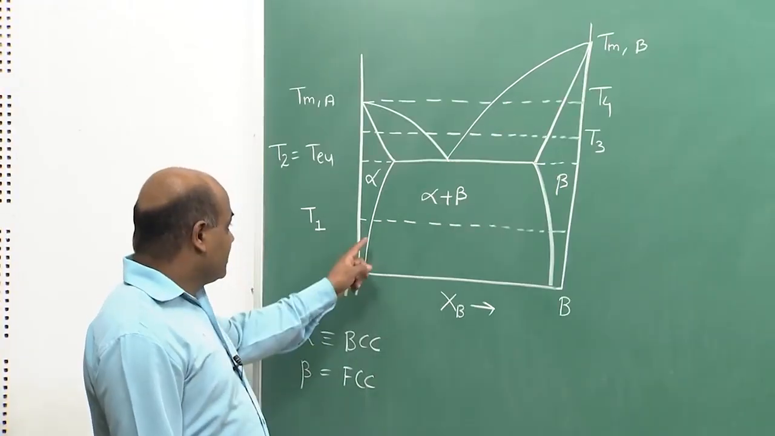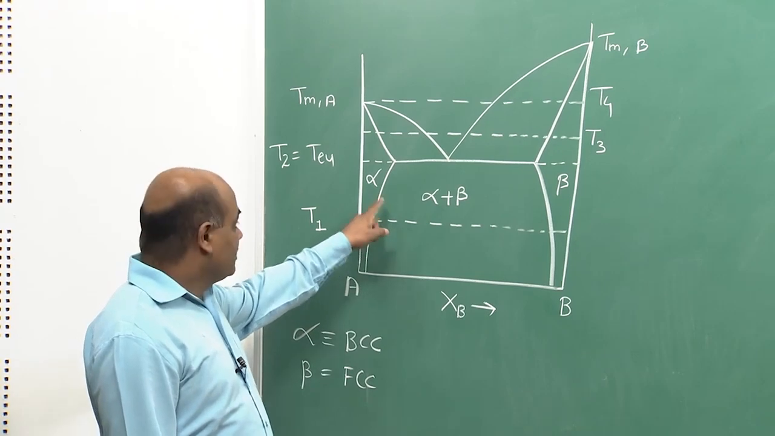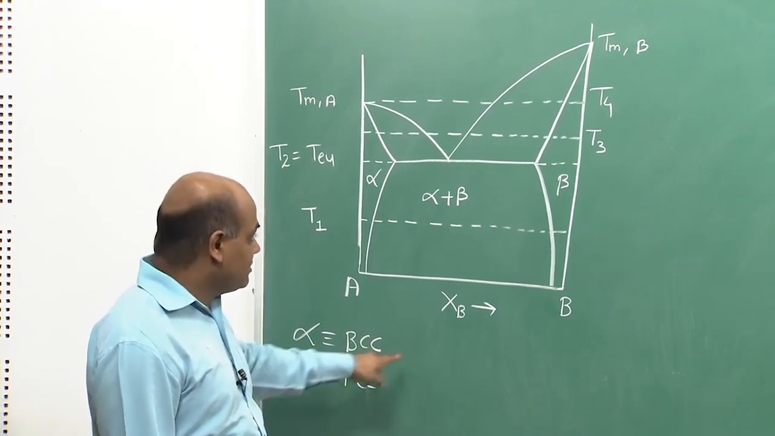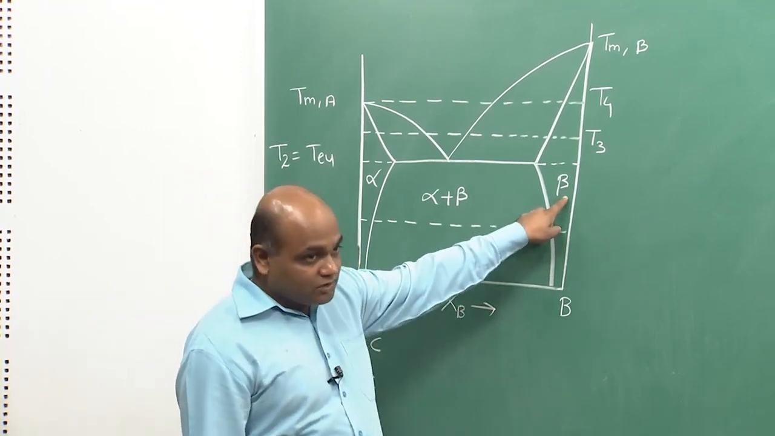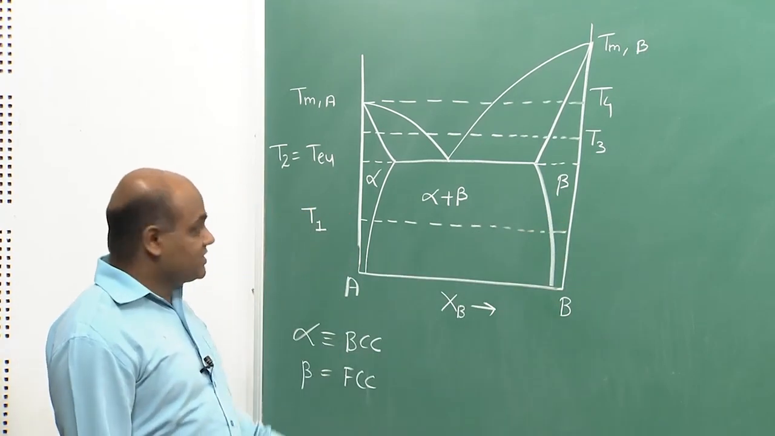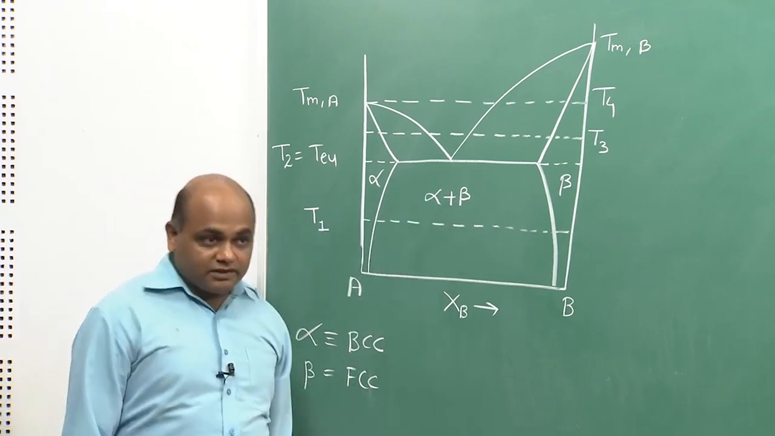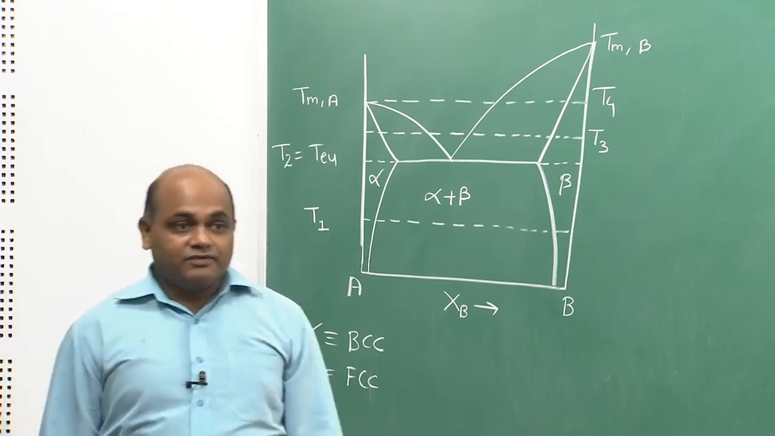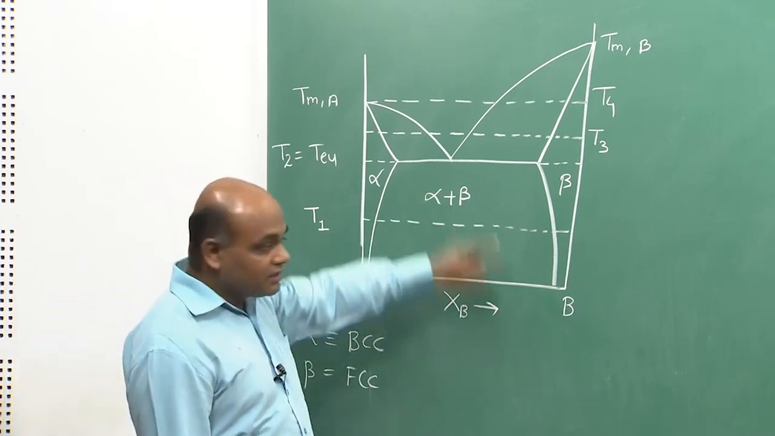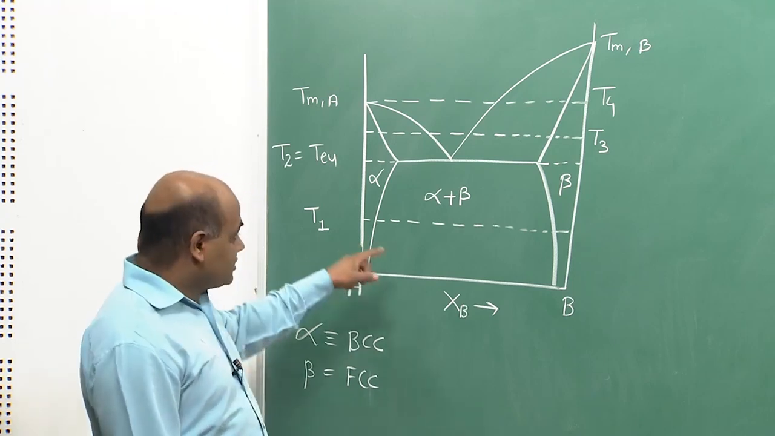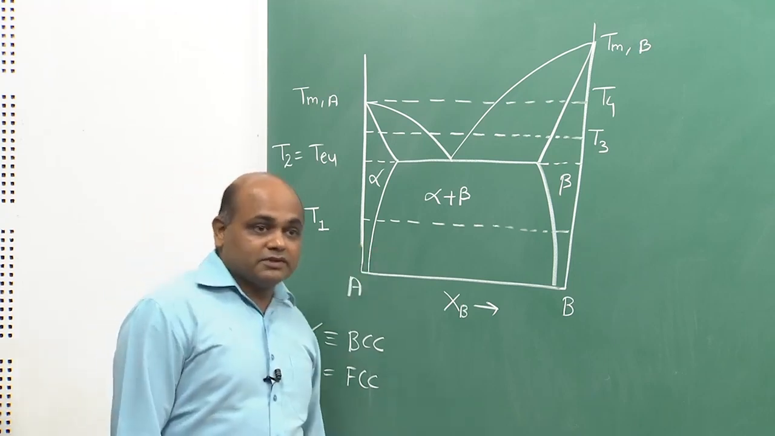There is a little bit of terminal solid solubility. Alpha is the A rich solid solution, which let us say is BCC, beta is B rich solid solution, which let us say is FCC, right. And there is a eutectic point here, the three phase equilibrium between alpha, beta and liquid. So, how do we get to this from the Gibbs free energy versus composition phase diagram?